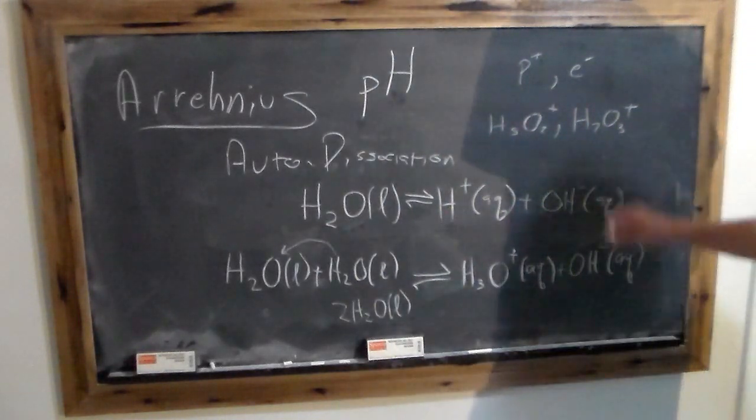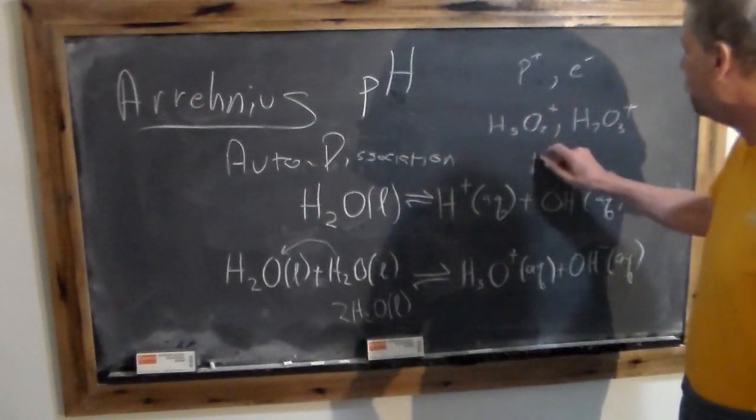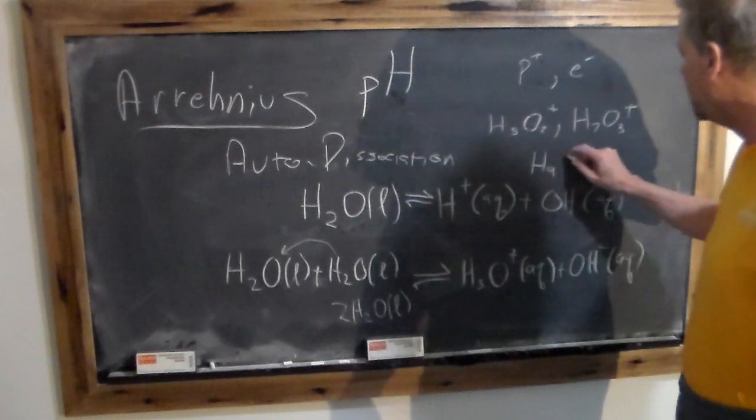The most common form of hydronium is 4 water molecules, H9O4+.